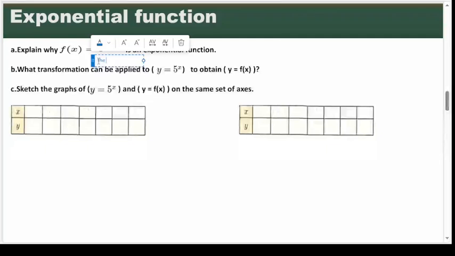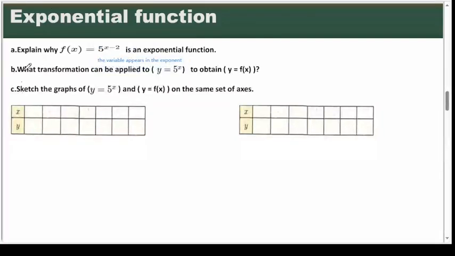The variable appears in the exponent. So it's the reason we call it an exponential function.